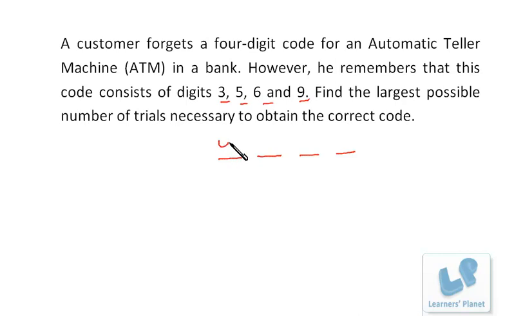Now for the first place we have 4 choices, for the second place we have 3, then 2, then 1. So in all there are 24 ways of arranging these 4 digits when each digit is used once only, right? So the largest possible number of trials is 24. After 23 unsuccessful trials, in the worst case, the 24th trial will definitely be correct, right? Because no other combination is possible with these 4 digits. So 24 attempts will be there.